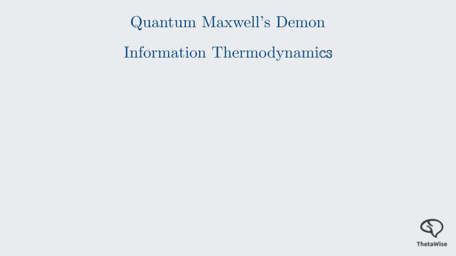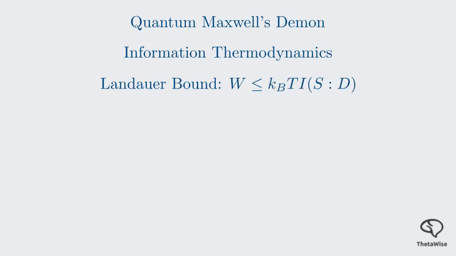This leads us to the field of information thermodynamics, which explores the deep connection between information, computation, and the laws of thermodynamics. A key result is that information can be used as a resource to extract work. A quantum demon can measure the state of a qubit in a thermal bath and, based on the measurement outcome, perform a feedback operation to extract work. The maximum work that can be extracted is given by the Landauer bound, which states that the work is equal to k_B T times the mutual information between the system and the demon. This shows that information is a form of energy.